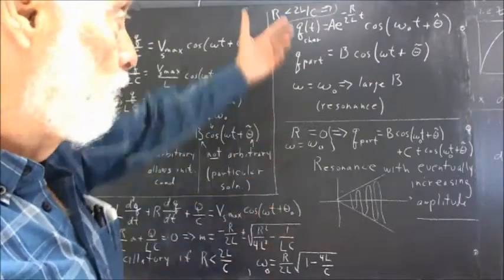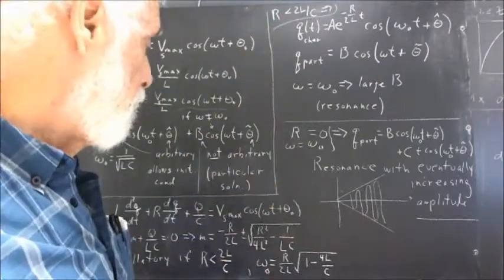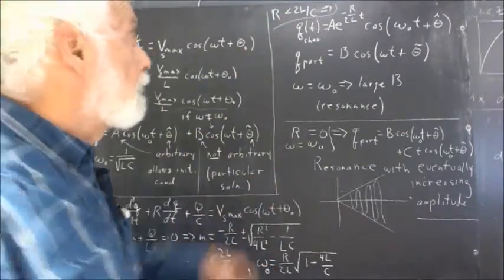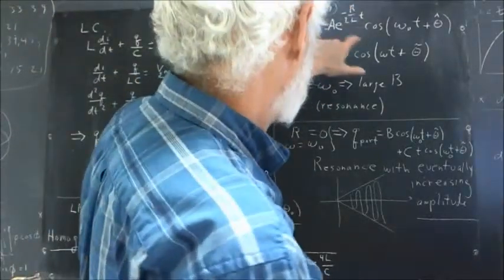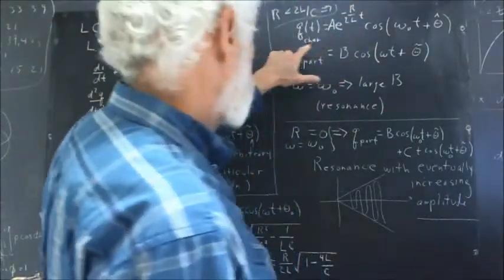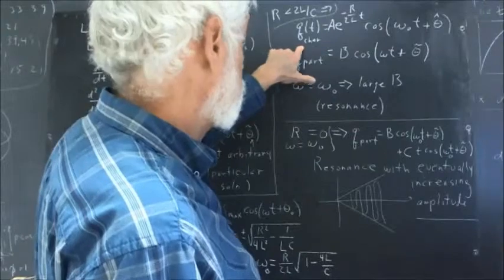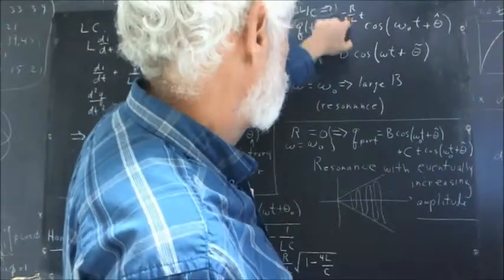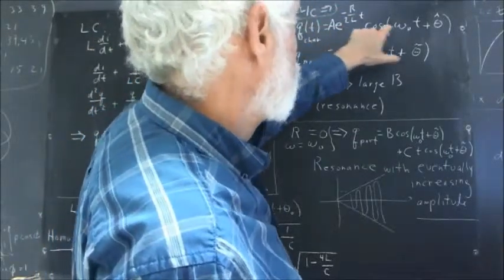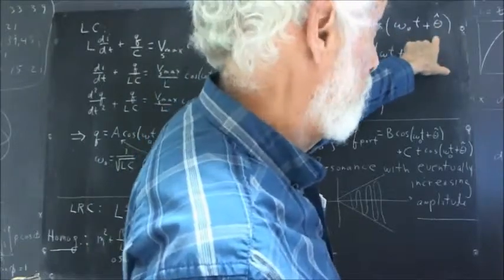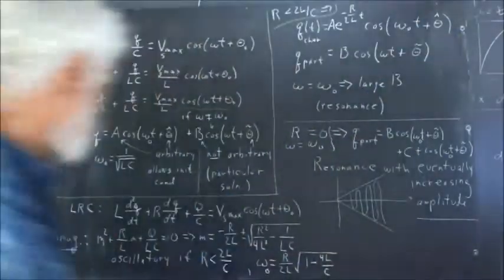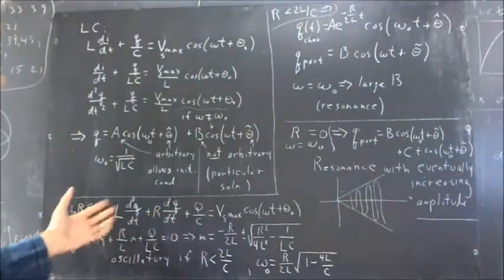And that kind of fits in with what we have up here, the r over 2L. First of all, the r over 2L is going to give you the characteristic solution, A e to the negative r over 2L t times the cosine of omega naught t plus some theta hat that depends on the relative sizes of L, R, and C.